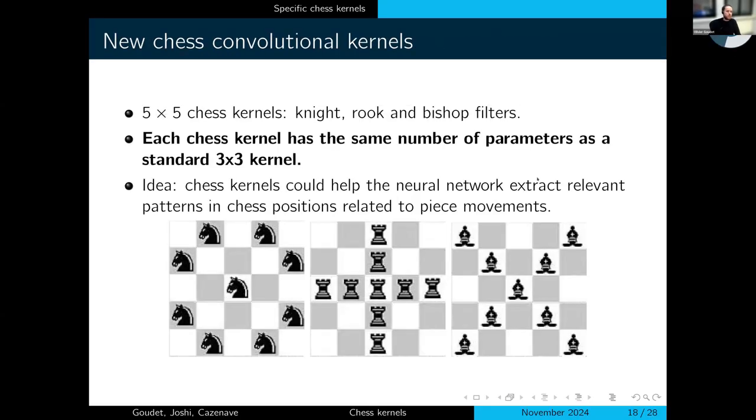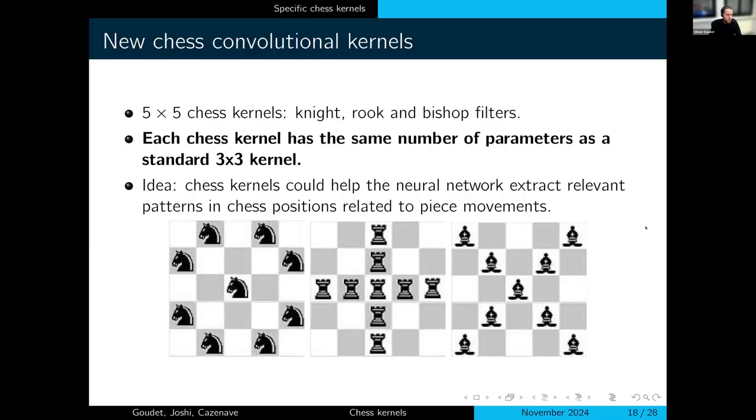So the idea was to introduce 3 new types of kernel for chess, each corresponding to a specific move in the game of chess: the move of the knight, the rook, and the bishop. You may notice that each of these kernels is calculated on a grid of size 5 by 5, but actually it involves as many parameters as a kernel of size 3 by 3, since the values of only 9 squares are combined together for each type of kernel.